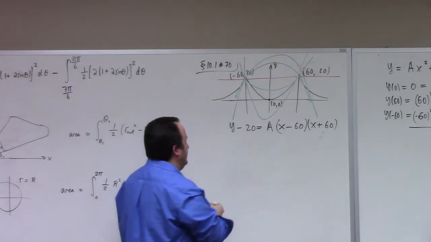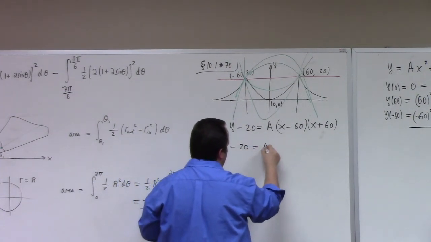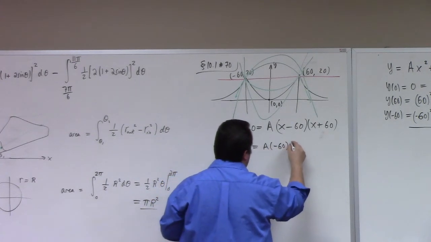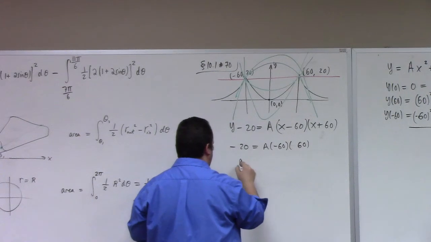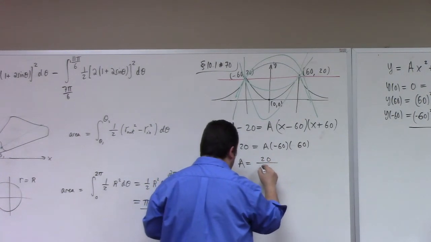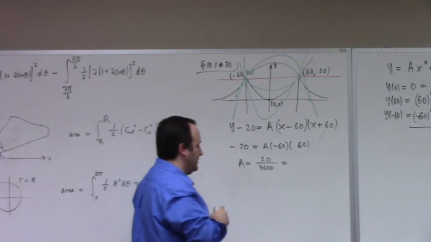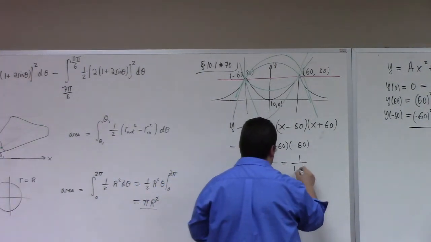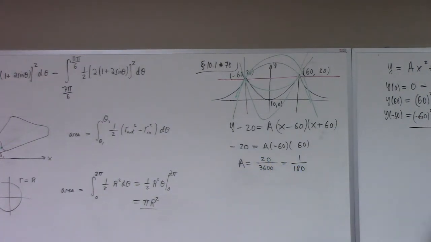To get that, I actually have to put minus 20 equal to a times minus 60 times 60, which will give me that a is equal to what? 20 over 3,600, also known as 1 over 180. All right, now I'm happier. I feel better. So this formula is legit.